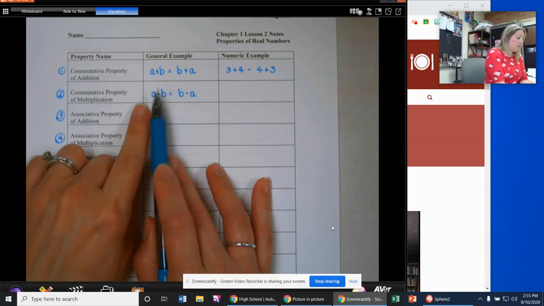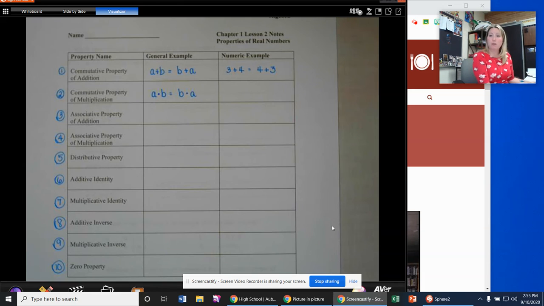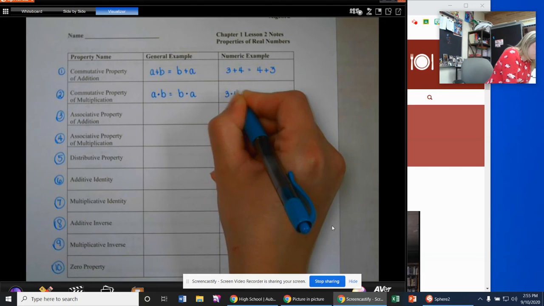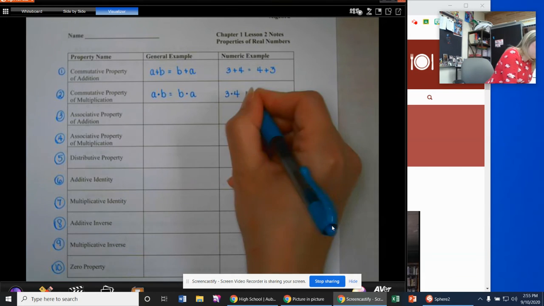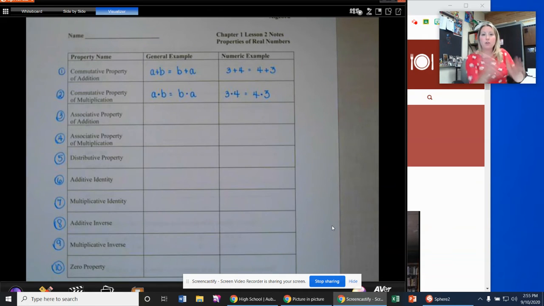Okay, but this is telling me that it doesn't matter if I multiply A first and then B, or B first and then A, I'm going to get the same answer. Okay, let's do a real life example. Let's use 3 and 4 again. 3 times 4 is 12, and 4 times 3 is 12. And there you have it.